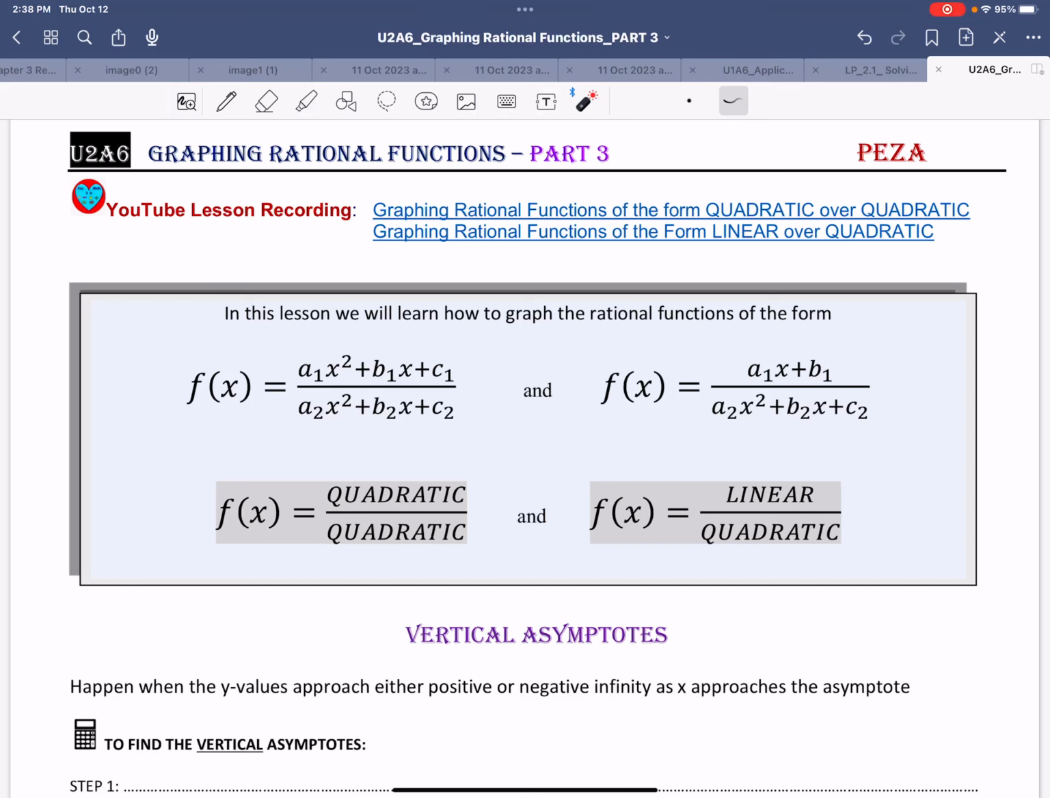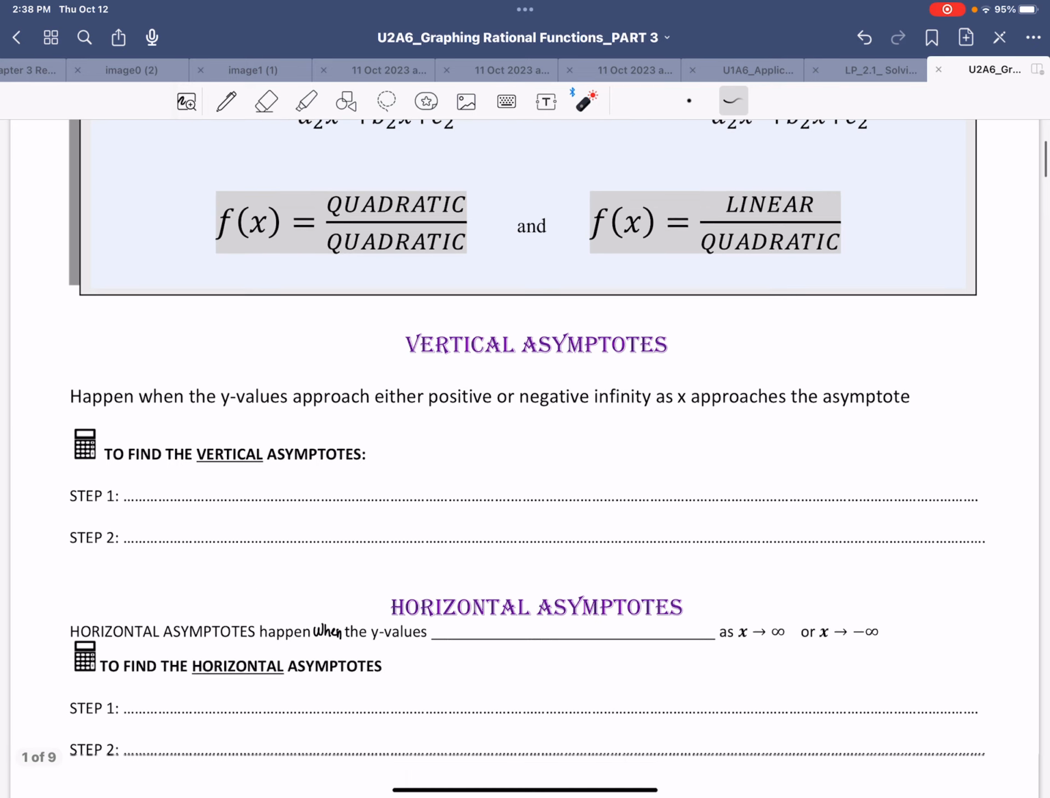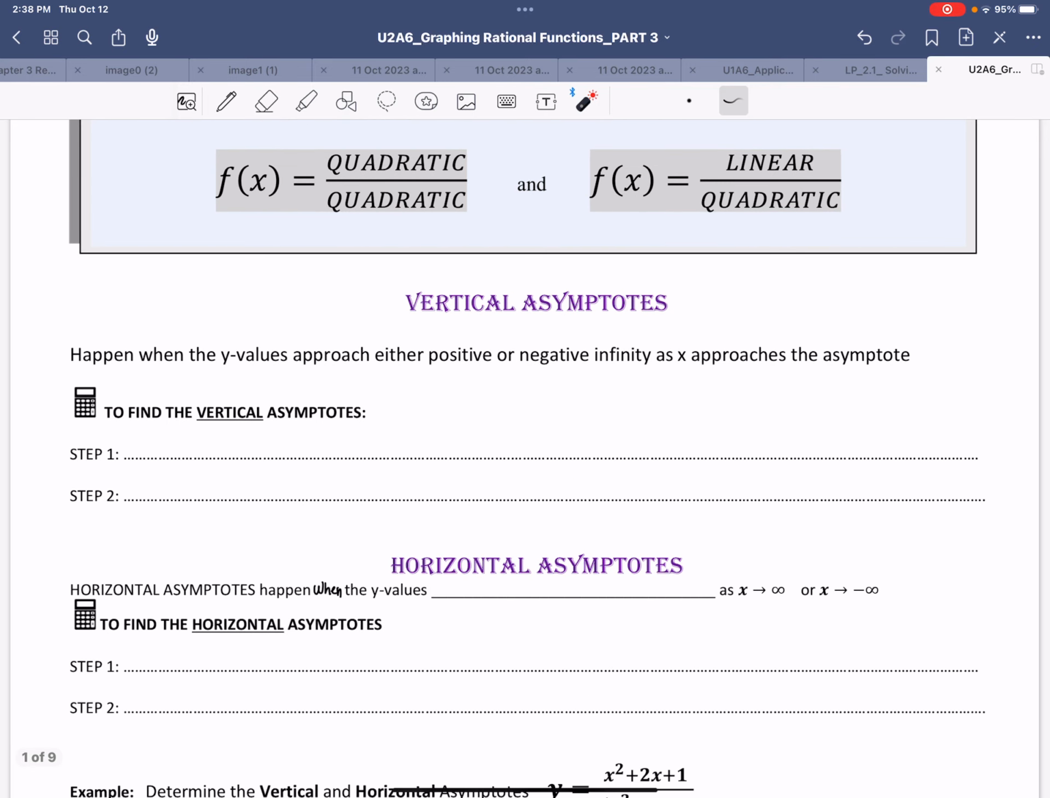In this lesson, we'll look into graphing rational functions. Our focus will be on graphing rational functions of the form quadratic over quadratic or linear over quadratic. As we have mentioned in the prior lessons, rational functions are characterized by their asymptotes. So to draw the graph of a rational function, we always start off from finding the asymptotes.